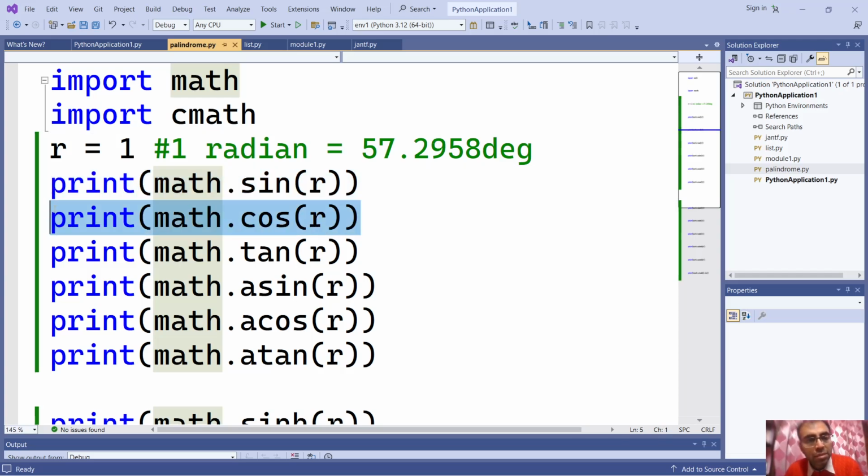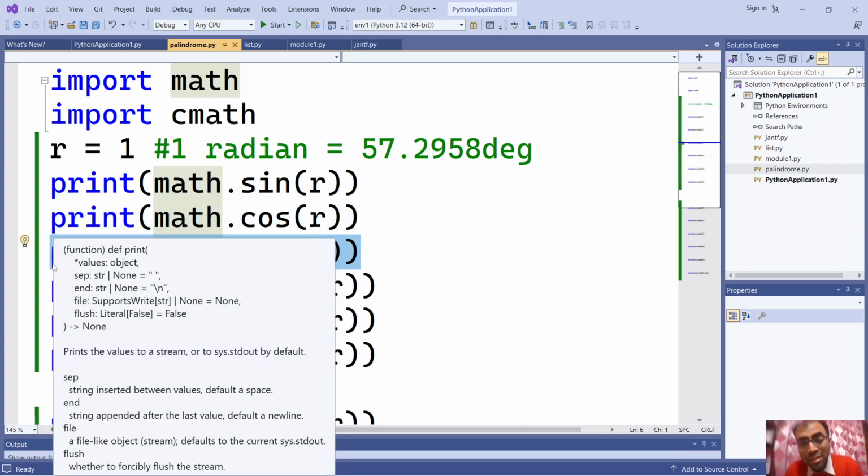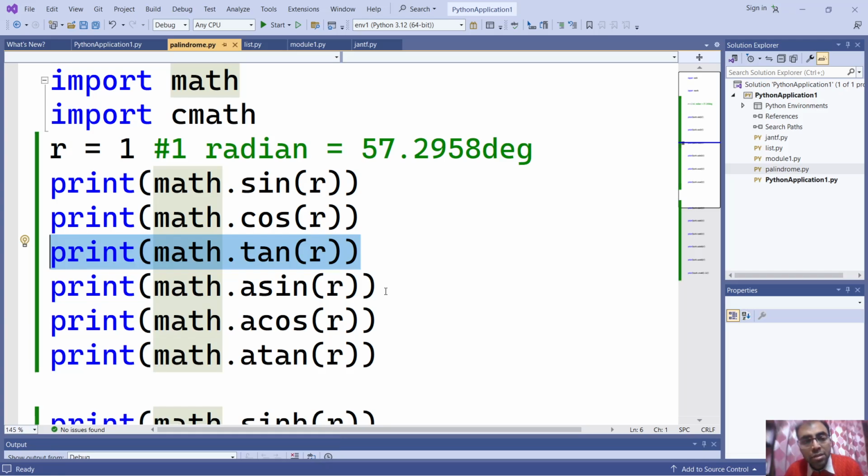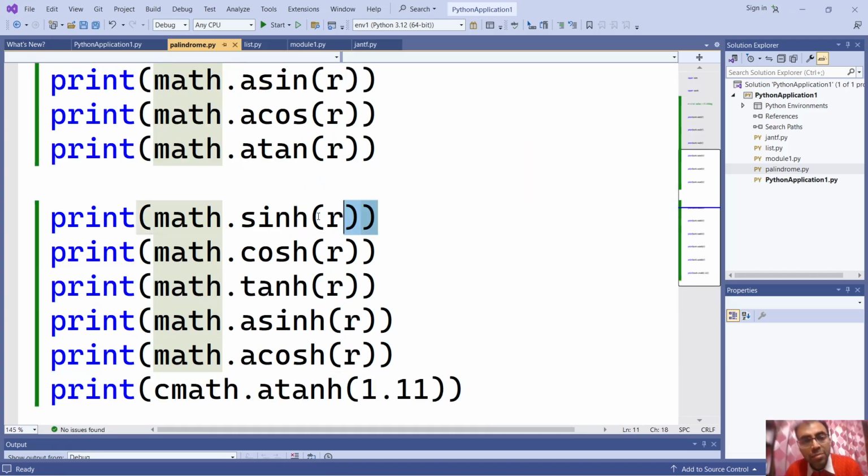Then here I'm taking print math.cos, the cosine value of it. Here I'm taking print math.tan, the tan value of it. So this is the inverse of it: print math.asin, print math.acos, print math.atan, which is equal to cot theta. Here is hyperbolic sine, print math.sinh, print math.cosh, print math.tanh. And here is the inverse: print math.asinh, print math.acosh.